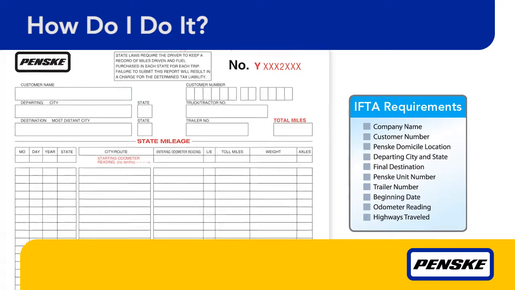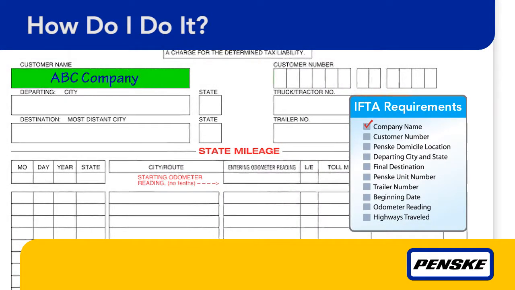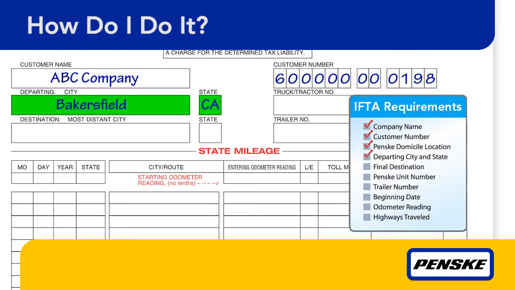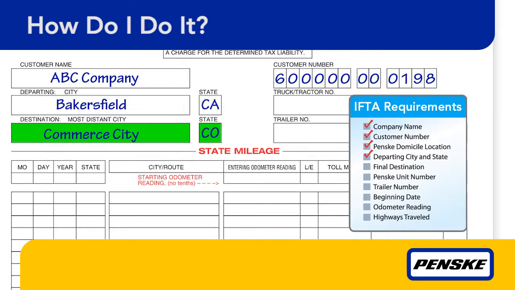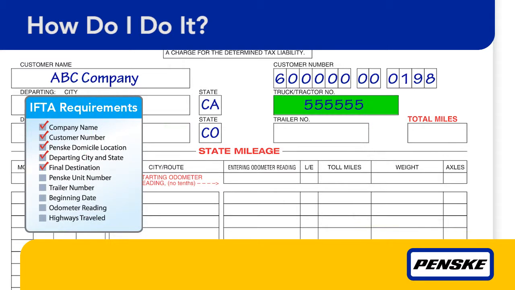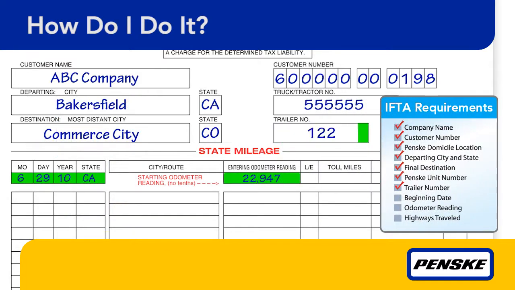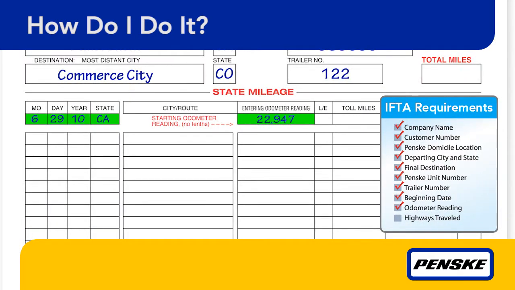First, enter your company name and customer number if you know it, and the Penske location at which your vehicle is domiciled. Next, enter the city and state from which you are departing and the most distant city and state to which you will be traveling. It is critical that you enter your Penske unit number, and you should also include the trailer number you will be pulling. Next, your driver enters the beginning date and odometer reading.